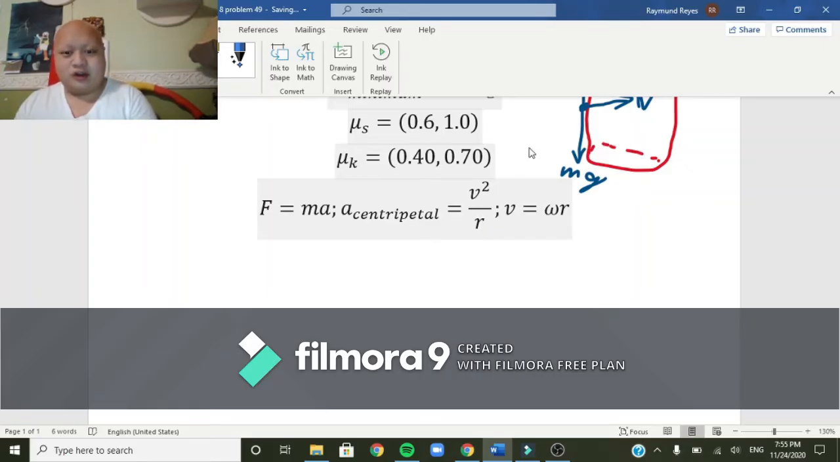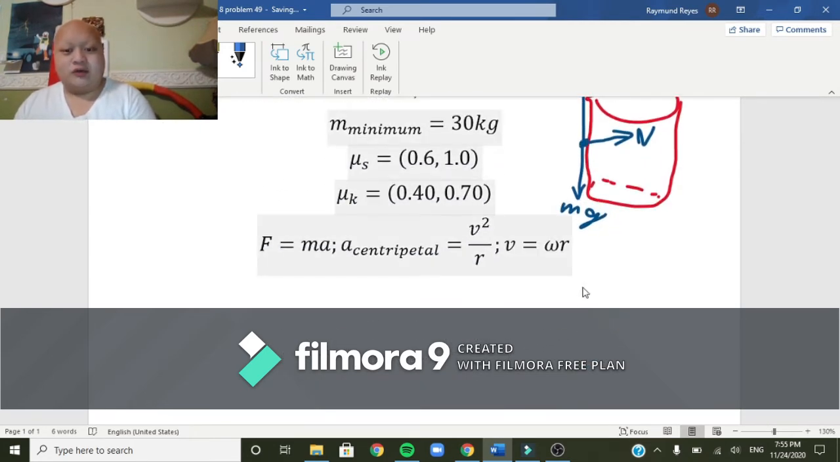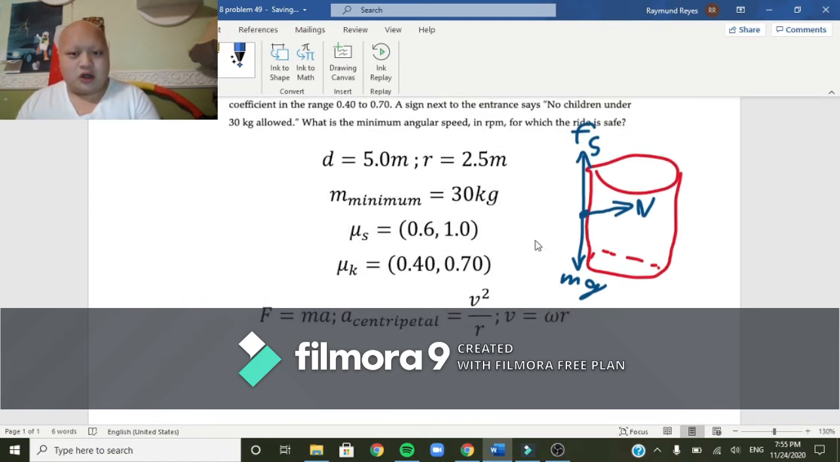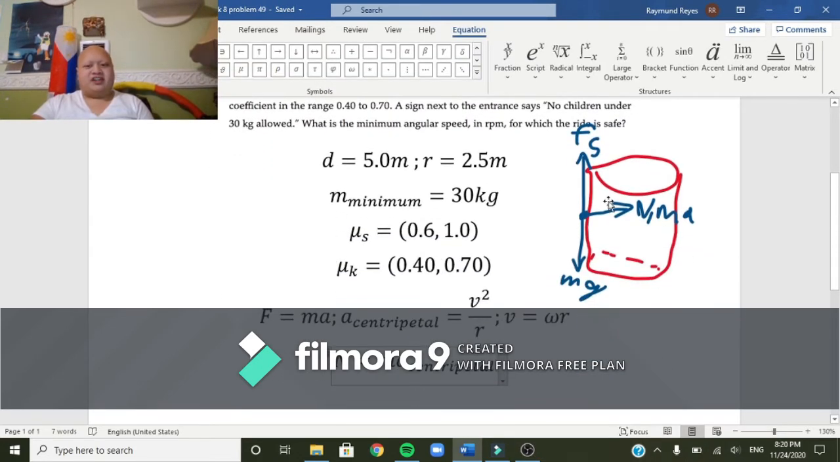But then since this is a circular motion and we are looking for the angular velocity, we need an equation for angular velocity. So later on you would need to plug in for v, which is omega times r, omega being the angular speed. So anyways, we have to label the forces that would keep the riders afloat.